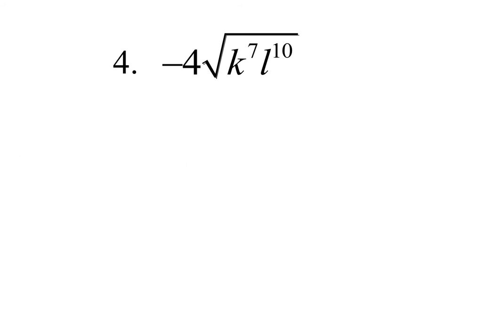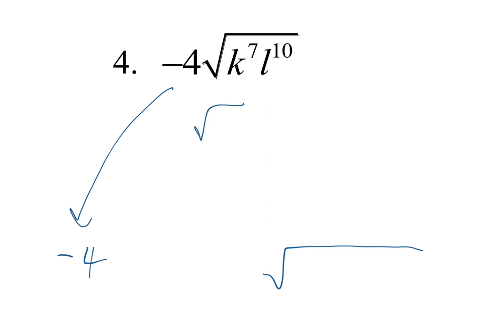Okay, so with this one, I'm going to do some scratch work down here. I'm going to draw me a square root. I already know that -4 is coming out in front of the square root because it already was. And so I have the square root of k to the 7th and the square root of L to the 10th. Okay, so k to the 7th, the index with that square root again is 2. How many times does 2 go into 7? It goes into there 3 times with 1 left over.